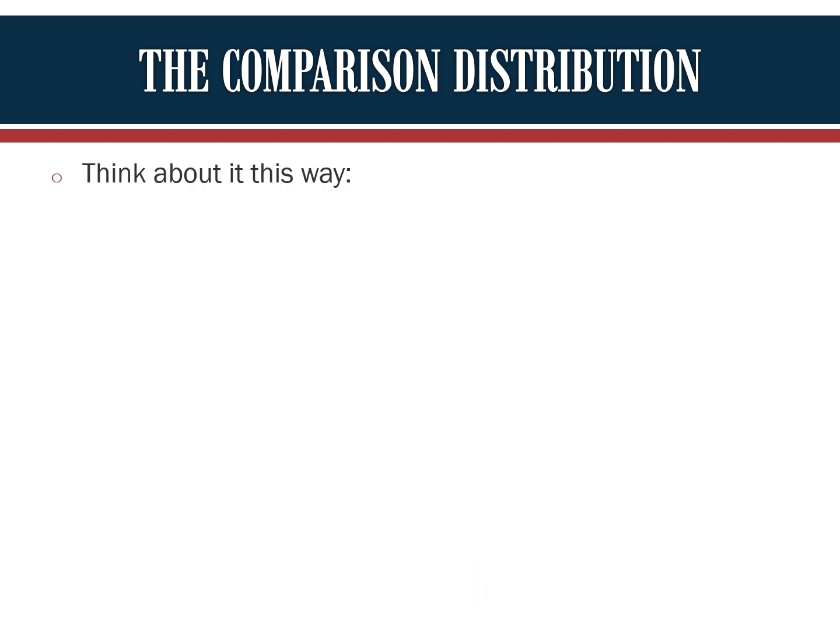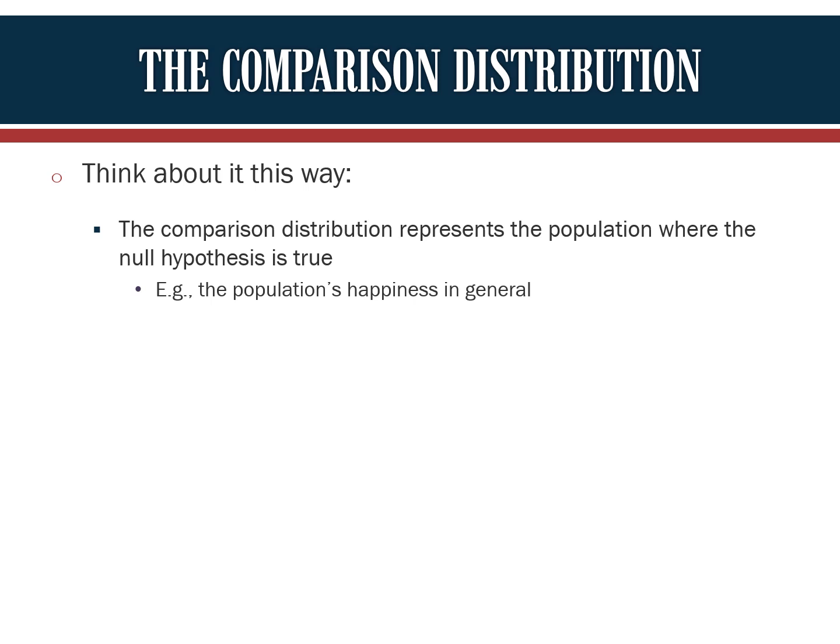All right. One way that you can think about it is this. We often say in statistics that the comparison distribution represents the population where the null hypothesis is true. In other words, it's the population's happiness in general. You can think about it as the null hypothesis saying there's no difference after eating chocolate compared to the general population, right? That's what the null hypothesis says, that we're going to find no difference here. Our comparison distribution is all of our sample averages of non-chocolate eaters' happiness levels, right?